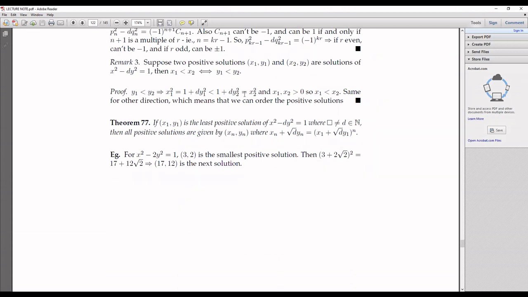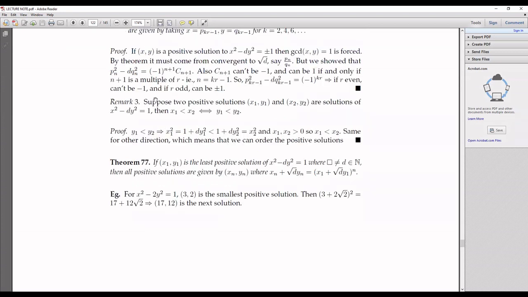We are almost at the end of our class today. The last thing we are going to prove is this theorem. Oh, before that, there is a very small remark. If we have two solutions, x1, y1 and x2, y2 of this equation, then if x1 is less than x2, y1 has to be less than y2 as well. So we are in an increasing situation. We are never going to get positive solutions where x1 is greater than x2, but y2 is greater than y1. This is never going to happen. If one increases, the other increases as well. And it's very easy to prove.